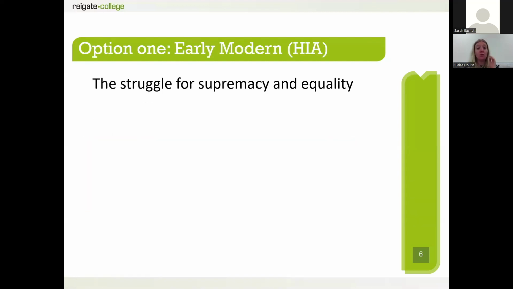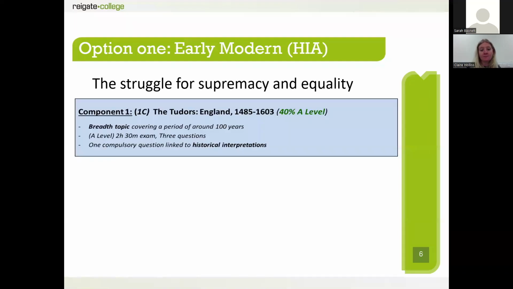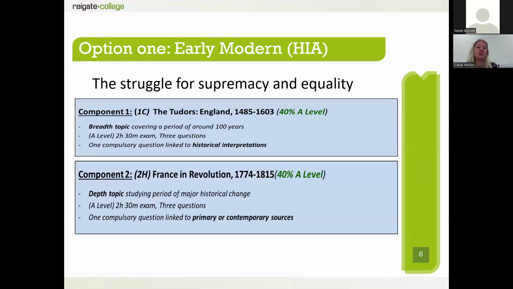So let's quickly talk about our first option, the early modern course. The two examined units are our breadth study and our depth study. The breadth study is called that because it covers a longer period of time, over 100 years of history. And this would count for 40% of the overall A-level.